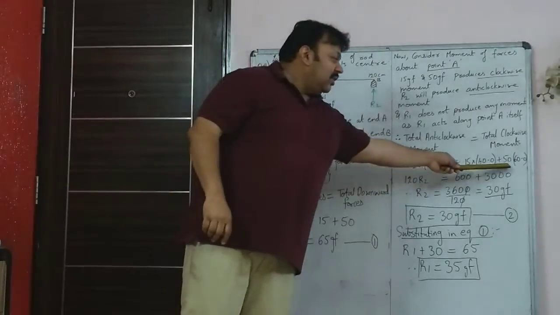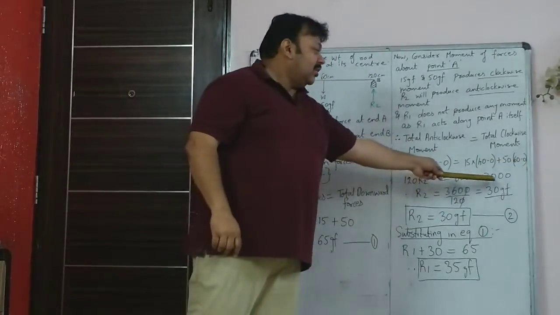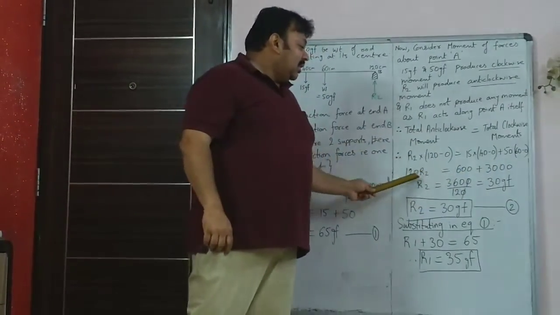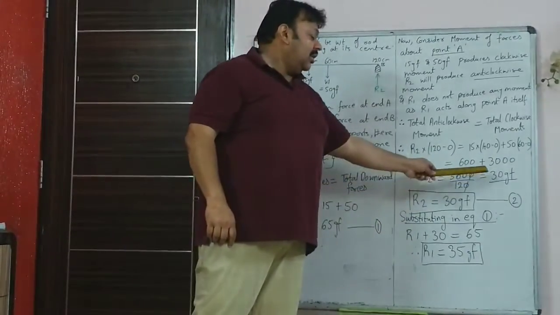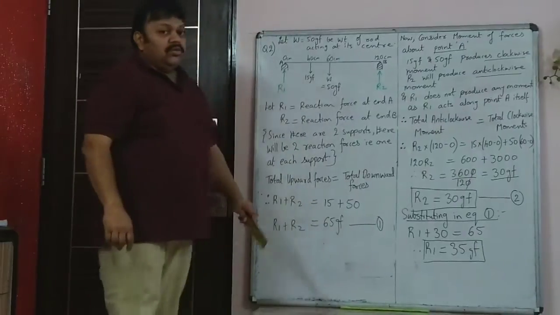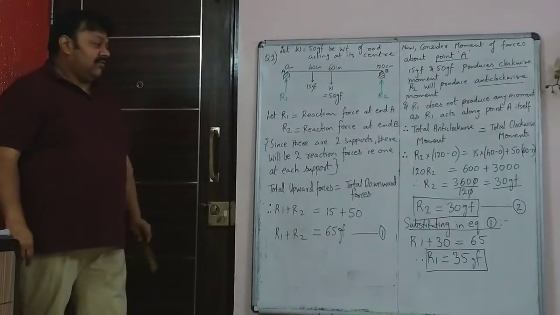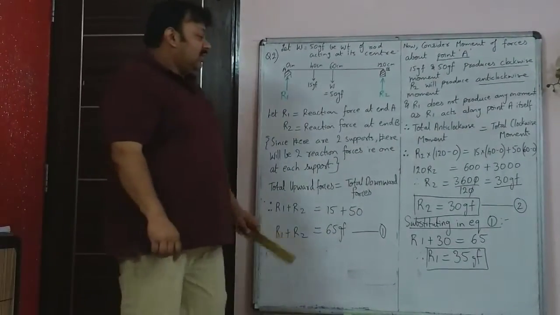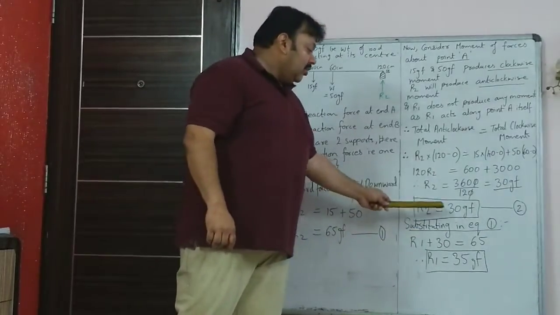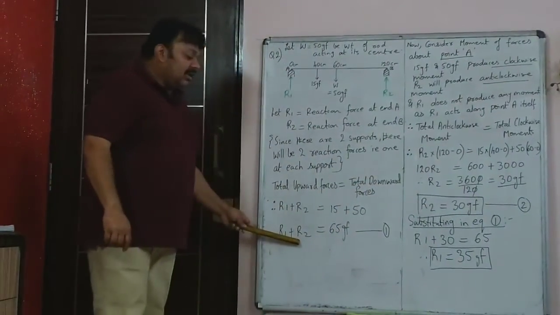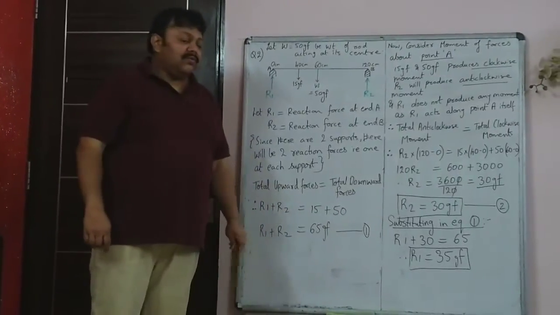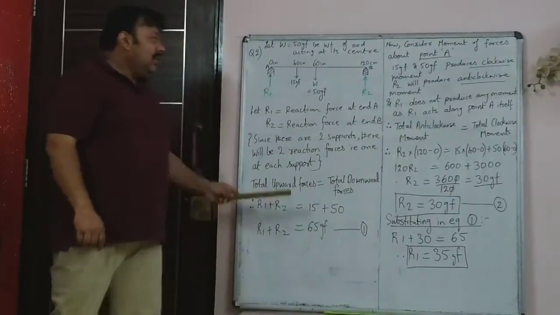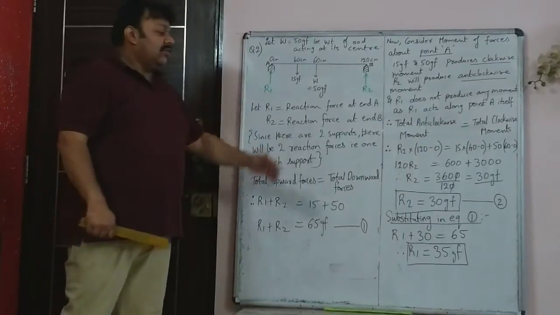So it is 50 into 60 minus 0, that gives you 3000. So 3000 plus 600, 3600 upon 120 will be R2. So R2 is 30 GF. Now you substitute R2 as 30 in equation 1, so you will get R1 is 35 GF. This is how you have to do sum number 2.